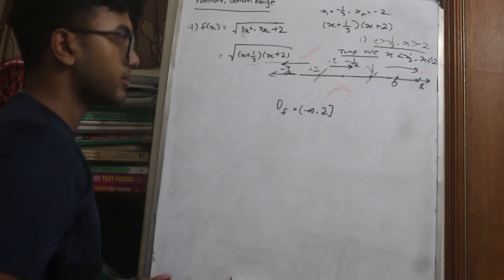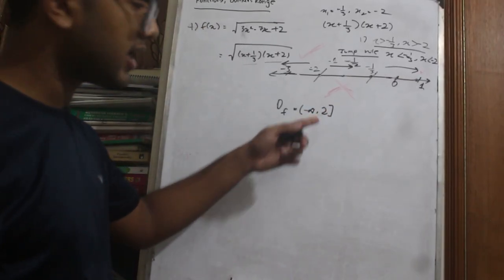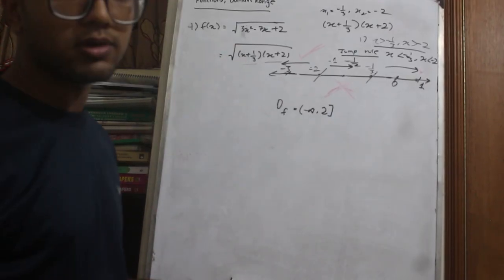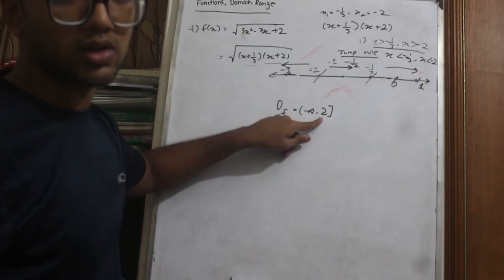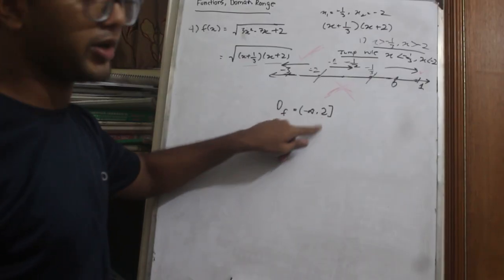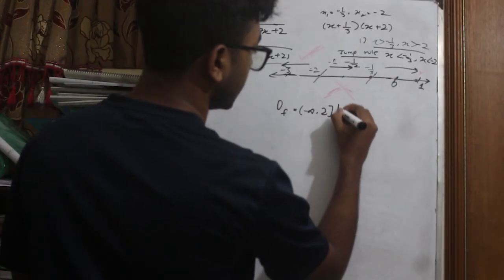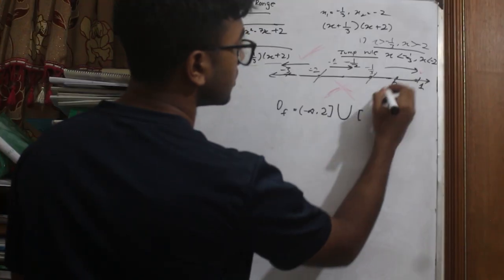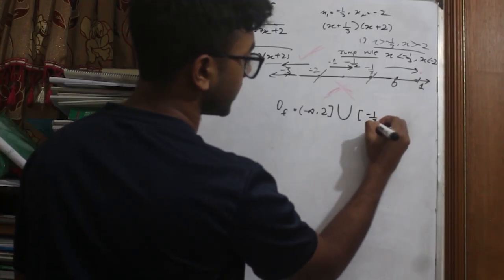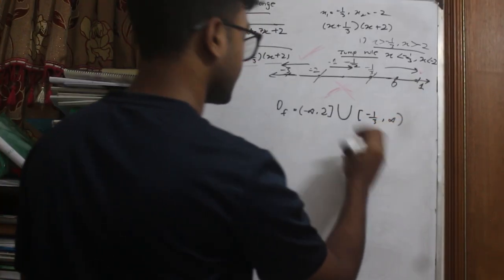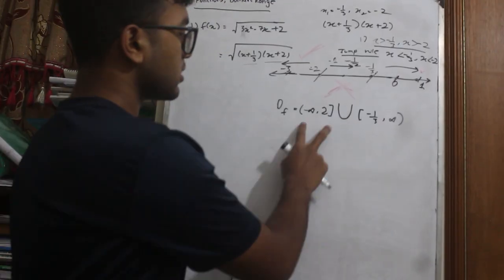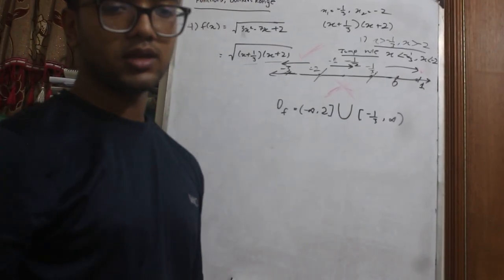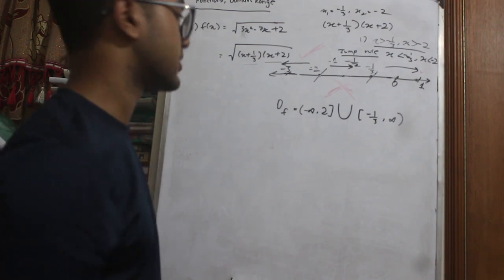Why did I put the first bracket? I put the first bracket because it can be either equal to 0 or greater than 0. Since there is also the equal part, I put the bracket in this. Union, minus 1 by 3 to infinity. Why did I put the union? It's just a way of saying that there are two domains and the combination of them is the actual answer.